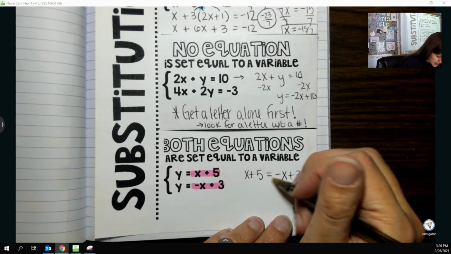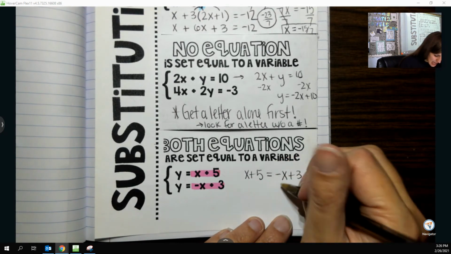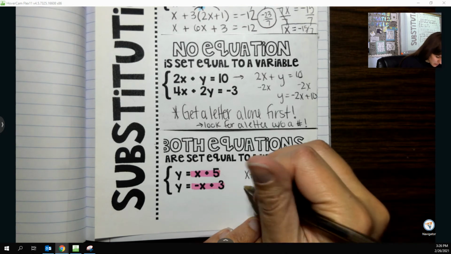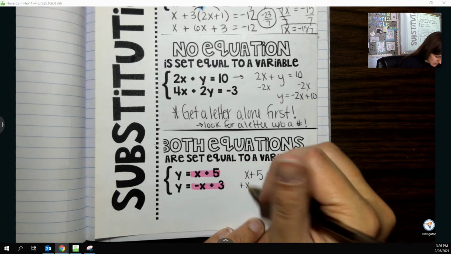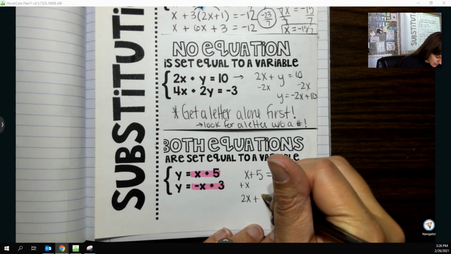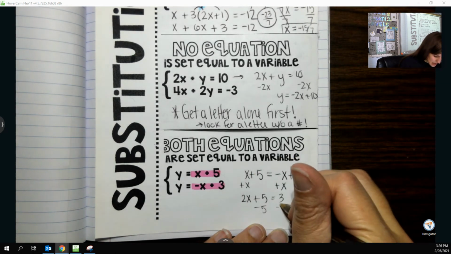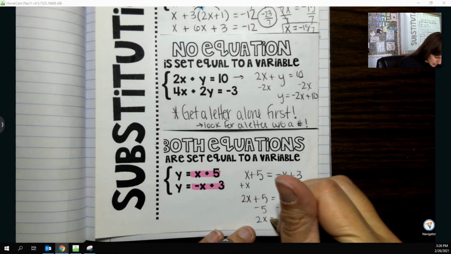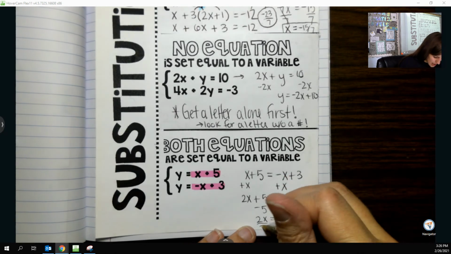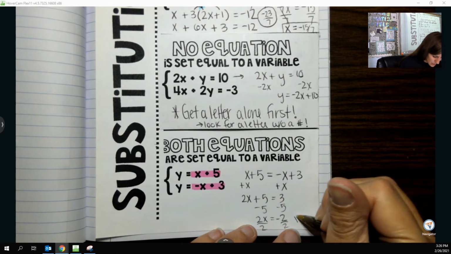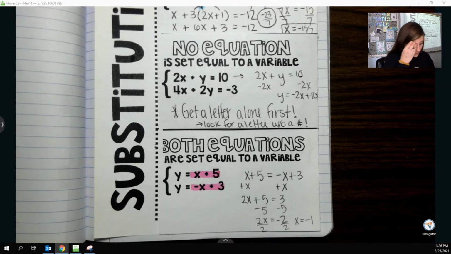So then I can solve here, but my x's are on opposite sides, so I'll add this x over since it's smaller to get them together. So 2x plus 5 equals 3. Then I would subtract the 5 to get x alone. So 2x equals negative 2. And then divide by 2. So x equals negative 1.